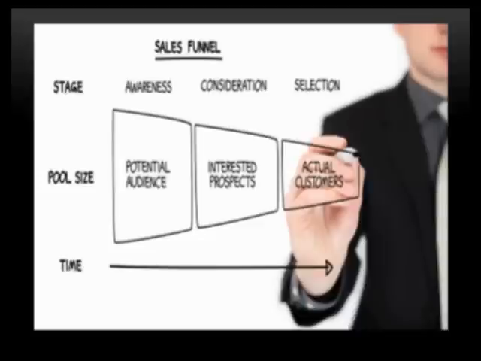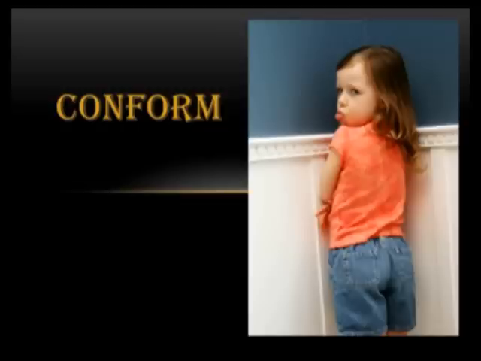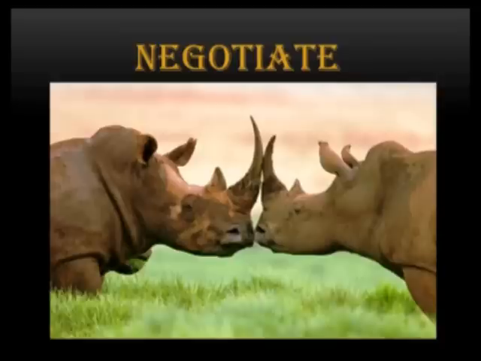However, a linear approach to predict, plan, and proceed is a precarious way to advance. It assumes we can take our customer by the hand and lead them through the process. We assume we can get them to conform. And at the end, we negotiate a win-win proposition.